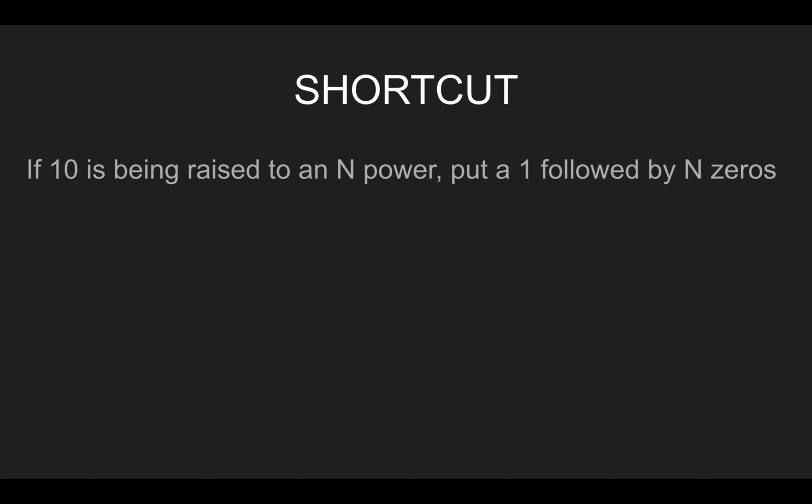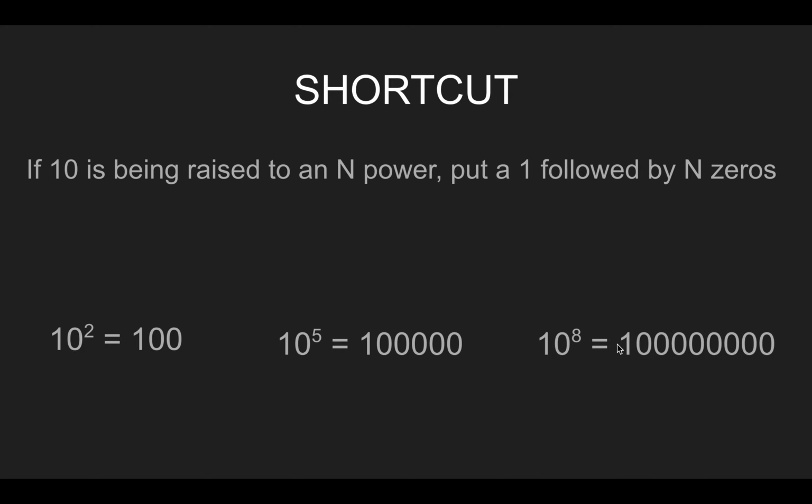Now a shortcut. A lot of teachers will put one of these on a test to try to trip their students up, so be on the lookout for it. If 10 is being raised to an n power, put a 1 followed by n number of zeros, and that'll be your answer. This will make more sense once you see it. So like 10 squared, you're going to put a 1 followed by 2 zeros. If you have 10 to the 5th, you're going to put a 1 followed by 1, 2, 3, 4, 5 zeros, and that's your answer. If you have 10 to the 8th, it's just a 1 followed by 1, 2, 3, 4, 5, 6, 7, 8 zeros. So just remember, the shortcut is with a 10.